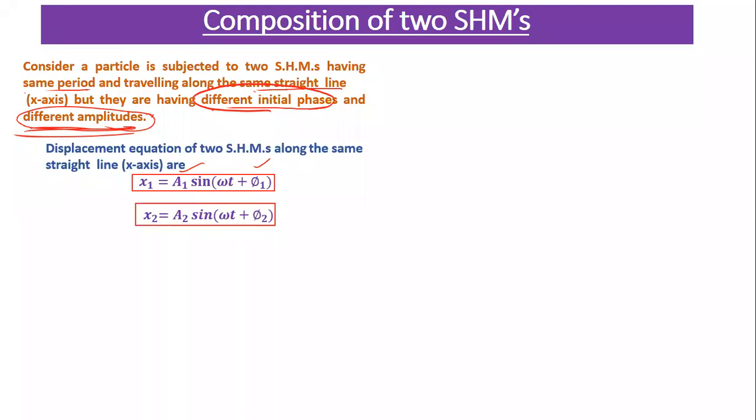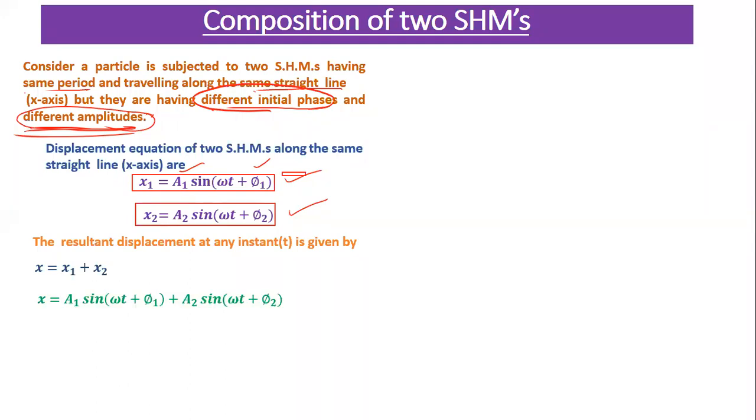When we consider these two SHM, the resultant displacement is given by the formula x is equal to x1 plus x2. So this is x1 and this is x2. Now let me substitute x1 and x2 in this formula. After substitution, we get x is equal to a1 sin(omega t plus phi 1) plus a2 sin(omega t plus phi 2).